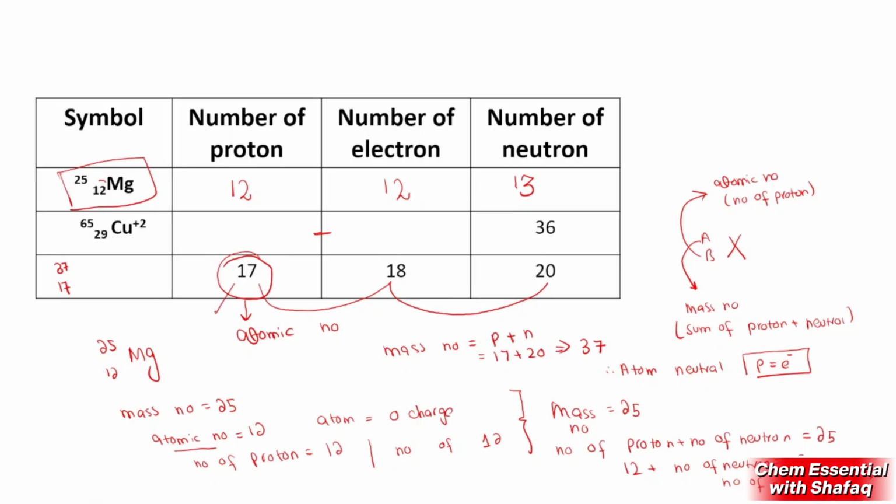So when we look at the atomic number 17, calcium has an atomic number 17, having the mass number of 27 by adding the number of protons and number of neutrons. Okay, now the question is, is it a neutral body? No, it is not a neutral body. Here you can see the number of protons is 17 and number of electrons is 18.